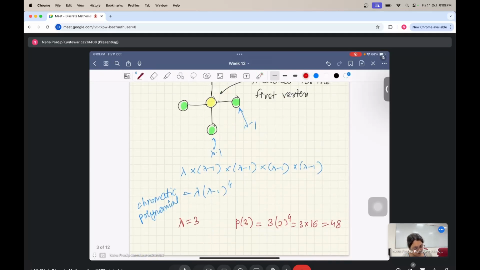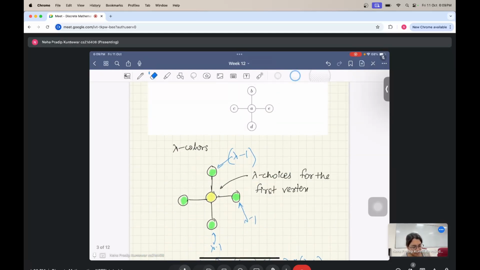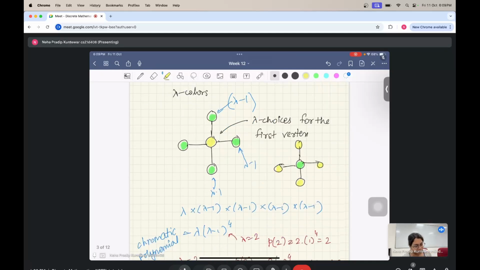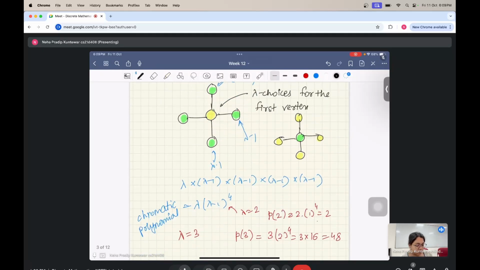So what happens is, if you substitute lambda equal to 2, then the value of your polynomial is 2 into 1 to the 4, which is 2, and that is because there are only 2 ways to color this. One is that you do this, or the other is that you swap the colors. That is, you color this guy with green and then you color the other guys with yellow. So these are the only 2 colorings that are possible if you give me 2 colors, and that matches with the value p of 2 that you have.